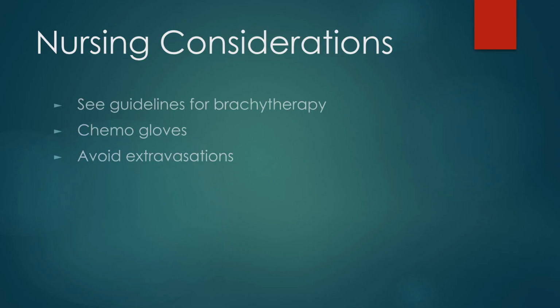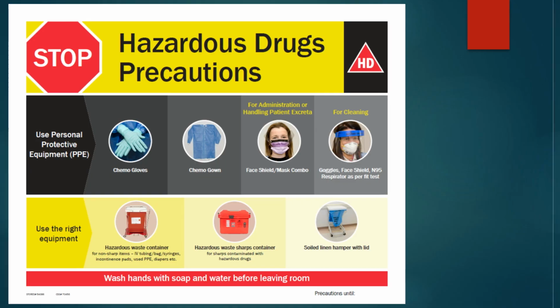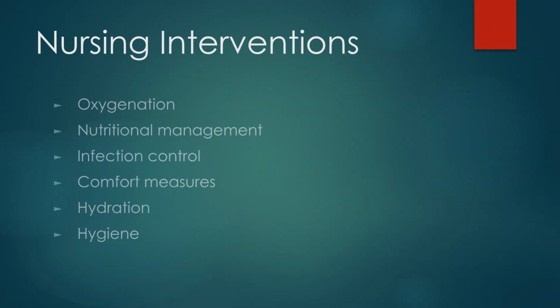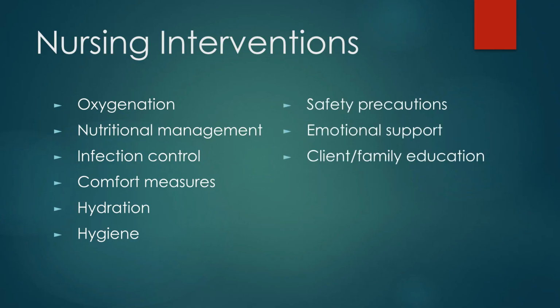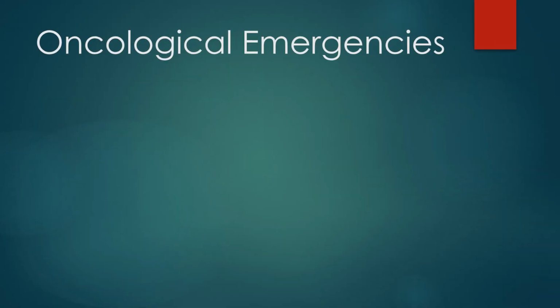Nursing considerations involve following brachytherapy guidelines, using chemo gloves, and avoiding extravasations, which is the leakage of a drug into surrounding tissue. The image illustrates necessary personal protective equipment, which is critical for healthcare providers when handling chemotherapy and other hazardous materials. Nursing interventions focus on oxygenation, nutritional management, infection control, comfort measures, hydration, hygiene, safety precautions, emotional support, and client/family education. Oncological emergencies require immediate attention.